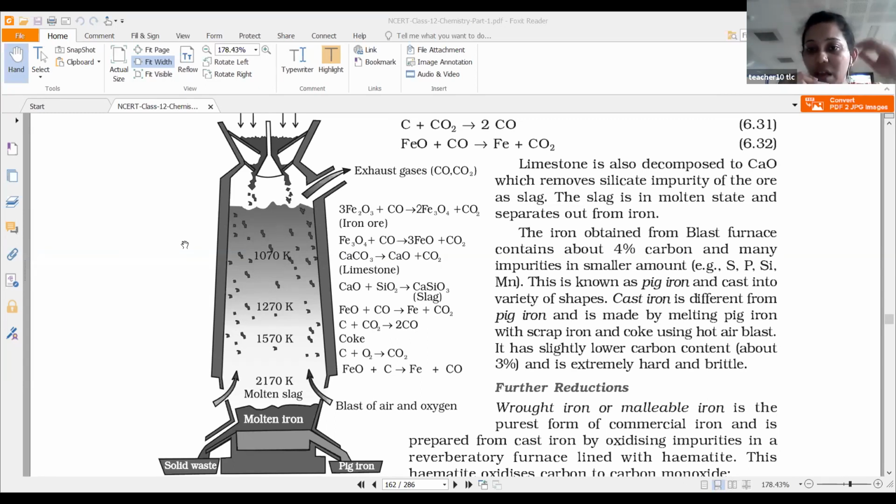So most of the time, in a very big container, if this much big container is there, then usually impurity will be there in the upper layer, so that will be removed, and then the iron mass is more, right? So it will settle down, so the outlet is on this side.